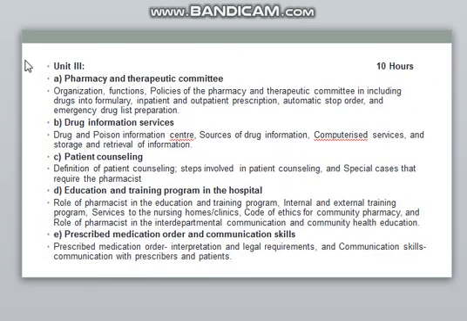The next unit, unit three, covers the pharmacy and therapeutic committee. There is a committee of the pharmacy, with an organizational board of trustees in a hierarchical manner. We are going to read about all that, and the drug information services like the drug and poison information center, sources of drugs, patient counseling, and education and training programs in hospitals, the role of the pharmacist, the prescribed medication order, and communication skills.